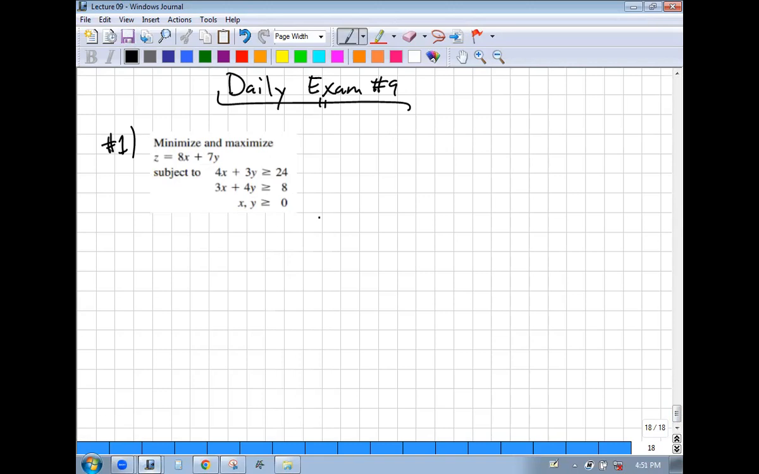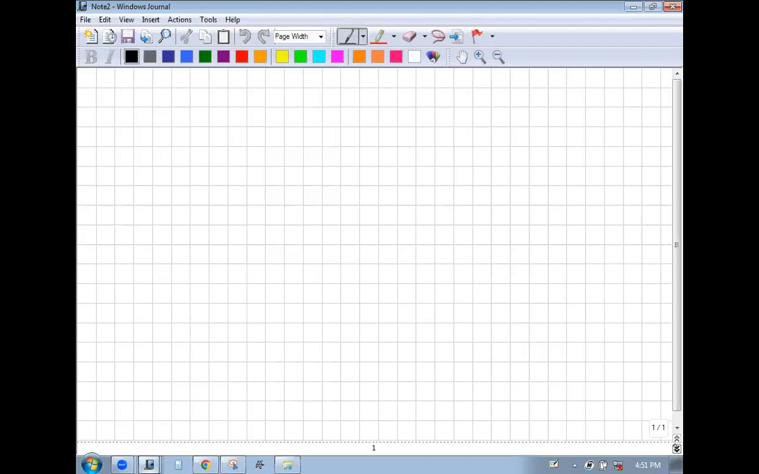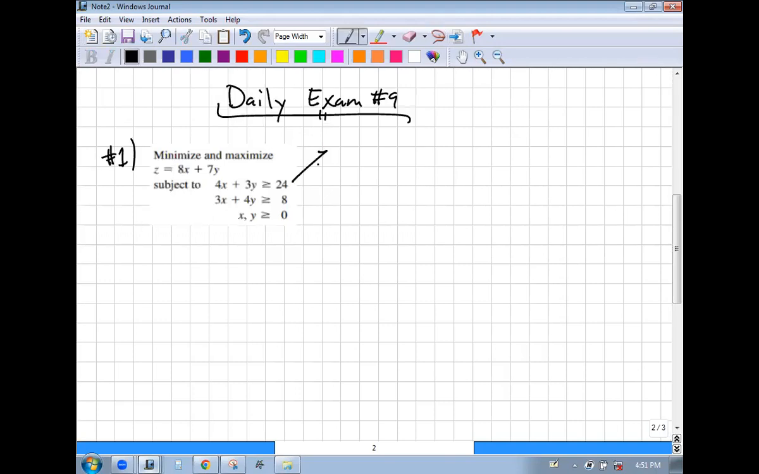Now, let's see, how would I do this? The first one. Actually, hold on, I need to save this. This one, we get our y by itself. We have minus 4x plus 24. Therefore, y is bigger than minus 4/3 x plus 8.